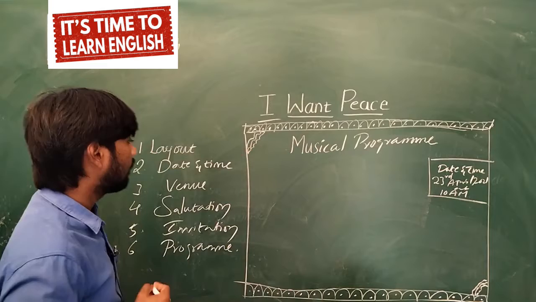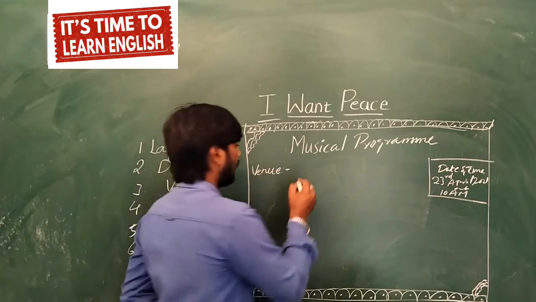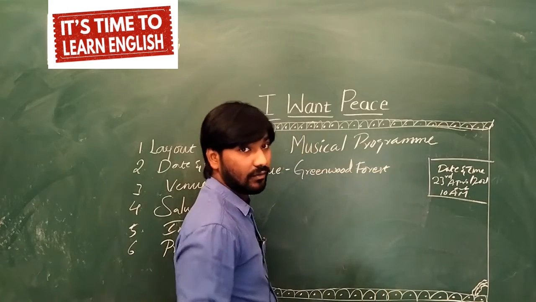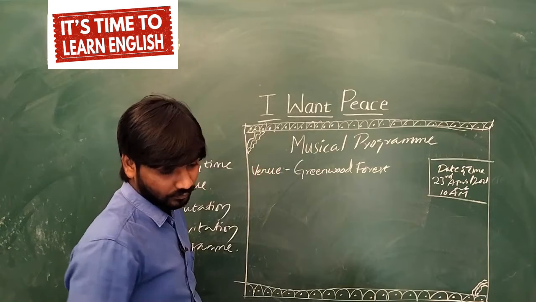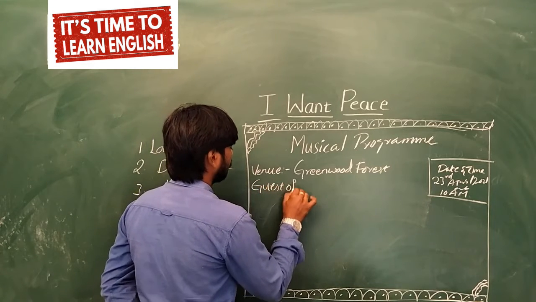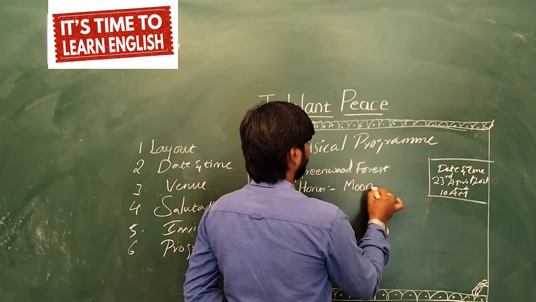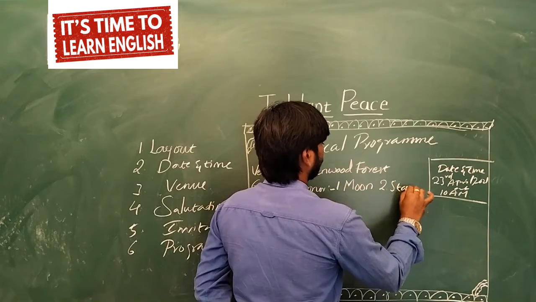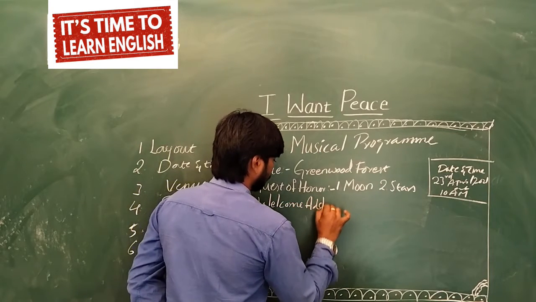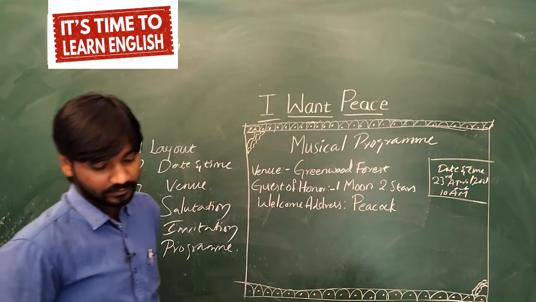Okay, finished. Next one, venue, where it was occurring. Venue, where it was happening, Greenwood Forest. And the textbook I'm using the same word. Greenwood Forest. Next one, guest of honor. Who is the guest? Who are the guests for that party? Moon, stars. Next, welcome address. By Peacock. Next, cultural programs.